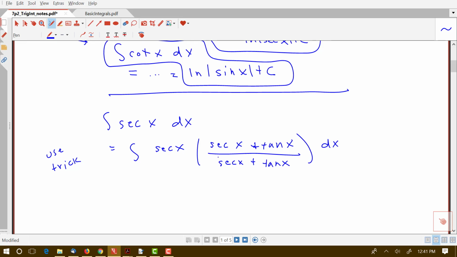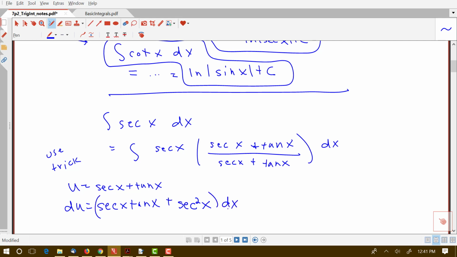And this is a common technique in math, to multiply by something that's essentially 1, but add some extra pieces that you need to help you solve the problem. So I'm multiplying by the secant x plus tan x over itself, and then we're going to let u be equal to secant x plus tan x, so we can find what du is. So remember that the derivative of secant x is secant x tan x, and the derivative of tan x is secant squared x. So we get all that dx.